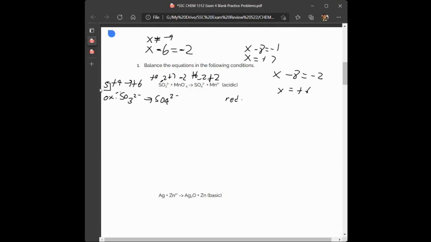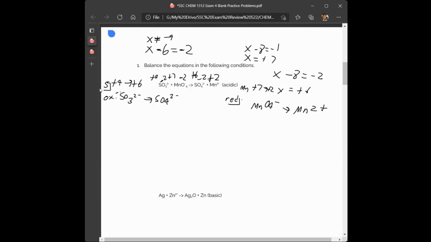The reduction reaction is going to be, I notice that the Mn goes from +7 to +2. It's decreasing in charge, so it must have gained an electron. And that's going to be MnO4 minus to Mn2 plus.